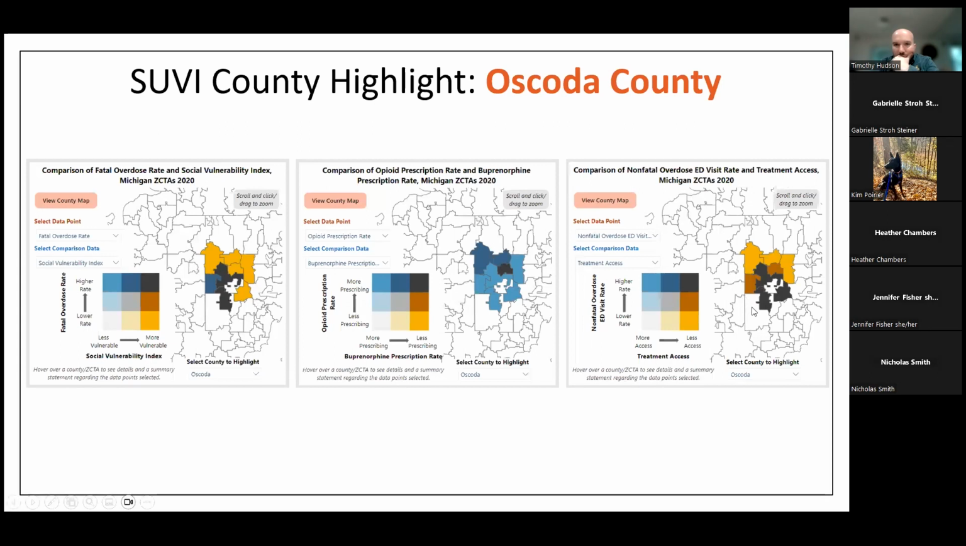And then finally, this graph on the right is looking at the non-fatal overdose ED visit rate as compared to how accessible SUD treatment is in terms of drivability. So again, we see these black zip codes at the bottom that have a higher than average non-fatal overdose ED visit rate and have low accessibility to SUD treatment.